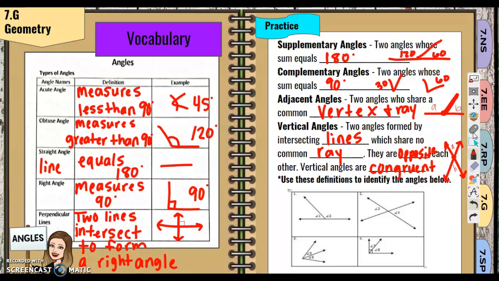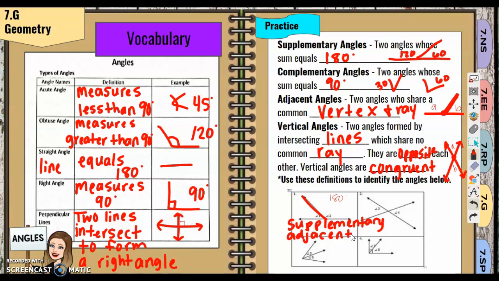All right, let's talk about the examples at the bottom. So we're going to use the vocabulary words that we've just gone over to answer these questions. For number 1, they form a line, so that means that they equal 180 degrees. So that's going to be supplementary. And they are right beside each other. They share this vertex and this ray, which means they are adjacent. So these are supplementary and adjacent.